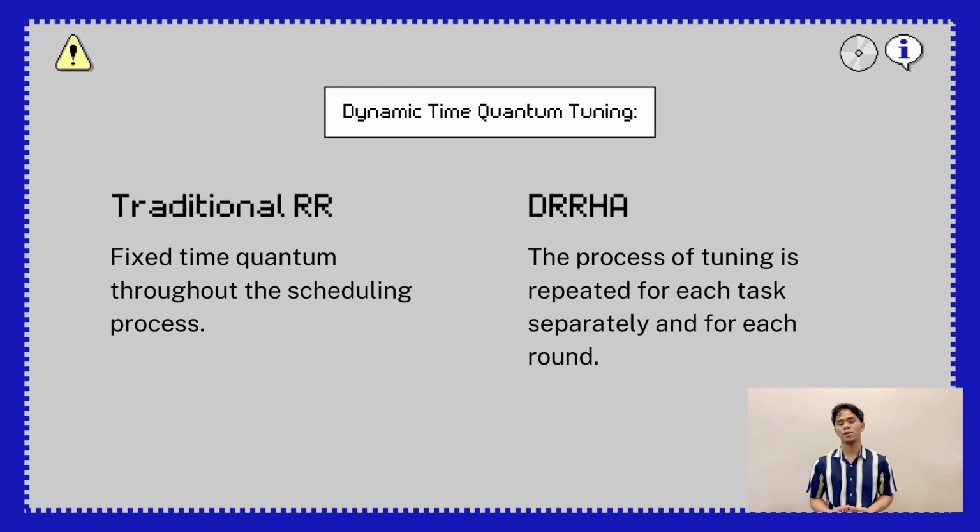While on the other hand, DRRHA involves dynamic tuning of the time quantum, where the process of tuning is repeated for each task separately and for each round. So this dynamic adjustment aims to optimize the scheduling performance.